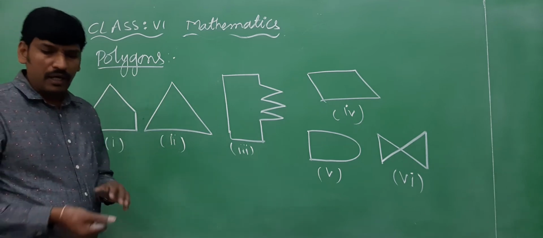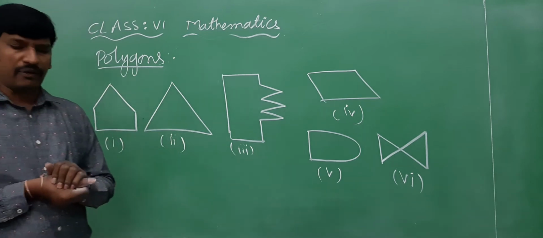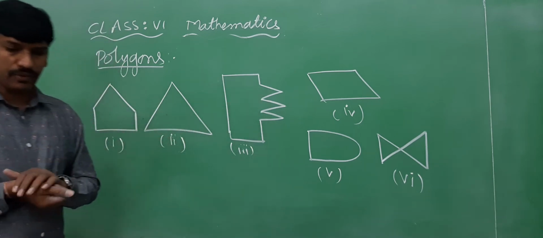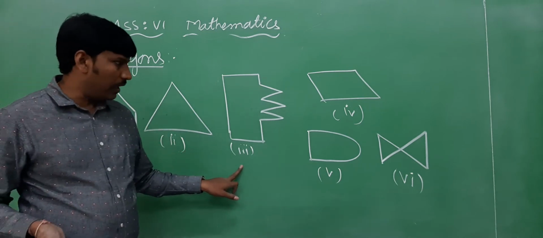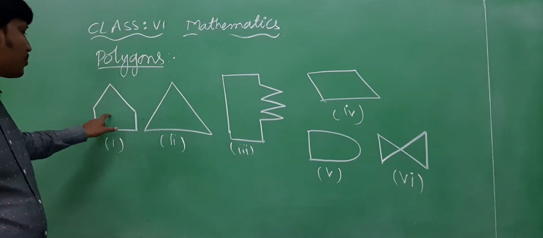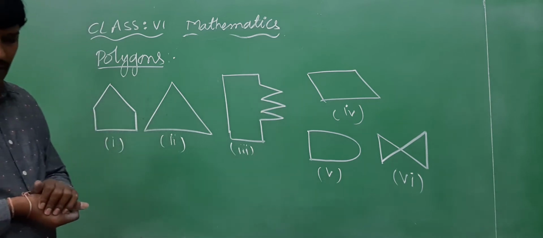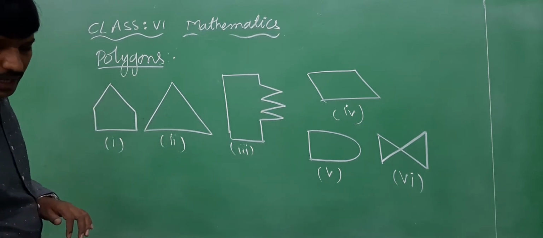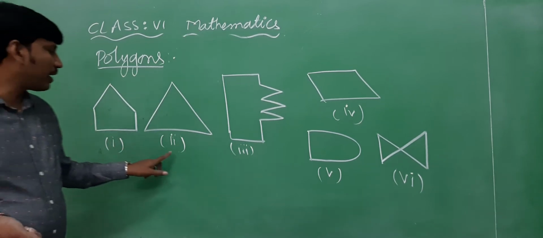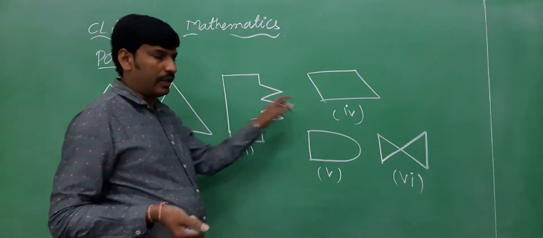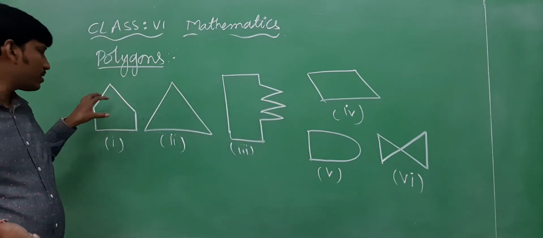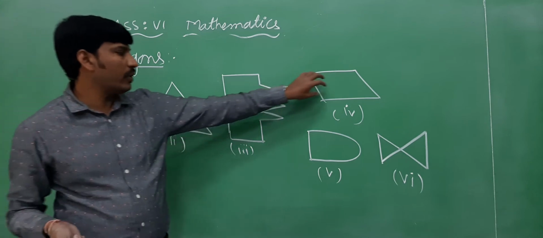Now, how does each one of them differ from the other? How can you say all are different from each other? Figures 1, 2, 3, 4 are special because they are made with straight lines only. They are entirely of line segments only. If you observe figure number 1, 2, 3, 4, these 4 are made by straight lines, line segments only.